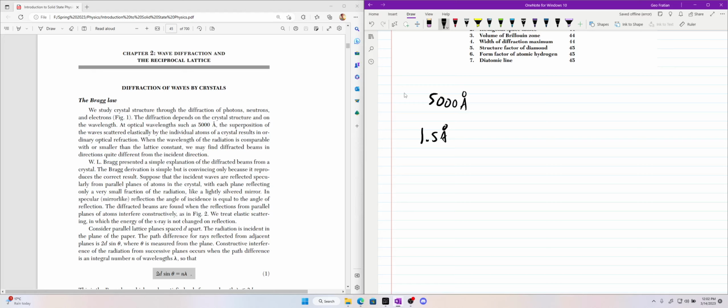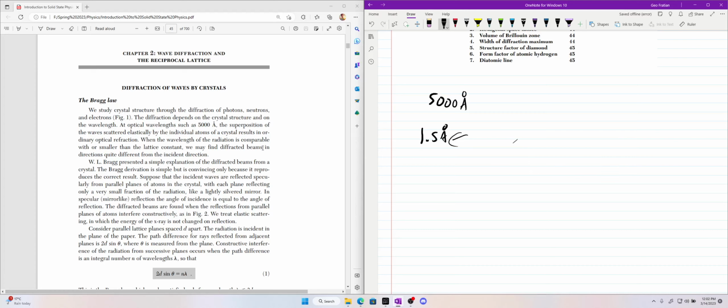it's much more useful. So we find diffracted beams in directions quite different from the incident direction. So instead of getting high wavelength, right, it just bounces back. But if it's on the same order, then it can bounce like that, and we'll see what that does.